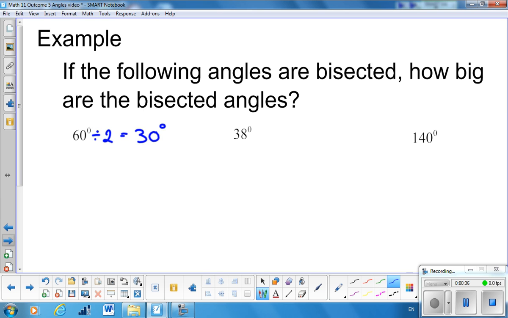To bisect a 38-degree angle, we want to divide it into two equal pieces. So divide by 2, 38 divided by 2 is 19 degrees. So each piece will be exactly 19 degrees. An angle of 140 degrees, after it is bisected or divided into two equal pieces, each piece will then be 70 degrees.